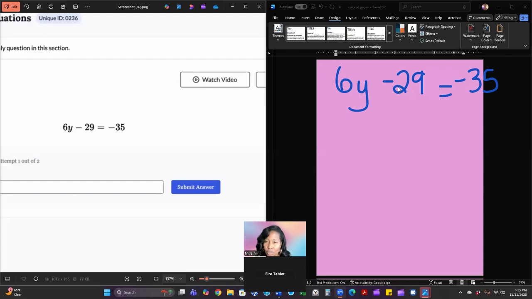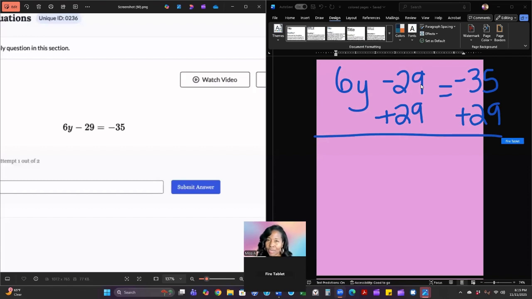See this negative 29 and this negative 35, both of them are what we call like terms. They do not have variables, and we want to get them to the same side of the equation. So I'm going to undo this minus 29, or this negative 29. The opposite would be positive or plus 29. I have to make it balanced, so I'm going to add 29 to both sides of the equation.